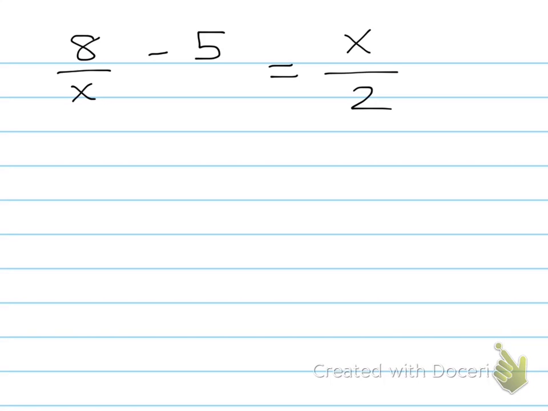Alright, so here we have an equation of rational expressions involving a subtraction. So it's obvious that we need to have a common denominator before we can apply the subtraction sign here. Okay? So what you're going to need to do is find that common denominator. So the common denominator is the lowest common multiple of 2 and x.